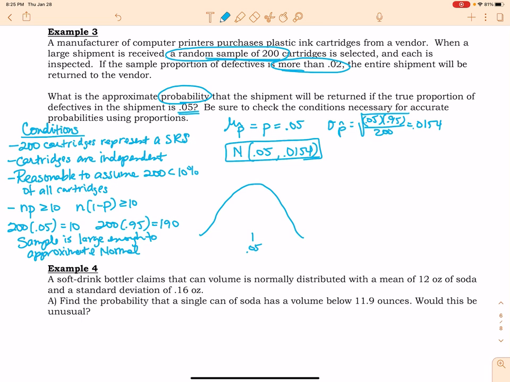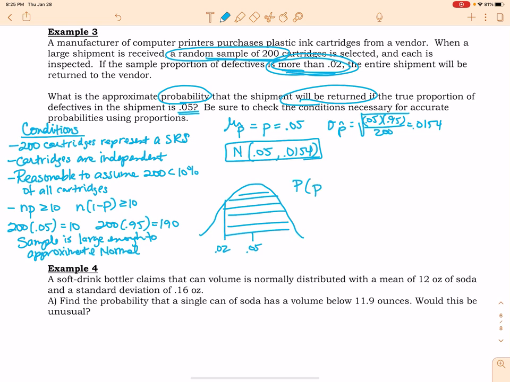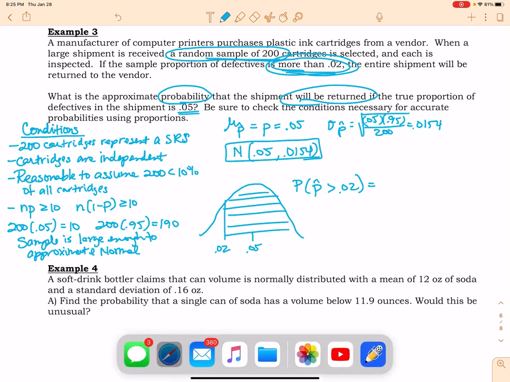Okay, so I want the probability that the shipment will be returned. If it's returned, that means we find that more than 2% are defective. So 2% is over here to the left. If more than that are found to be defective, then I will return the shipment. So the probability that p hat is greater than 0.02, and then we can just go to Statplet here.